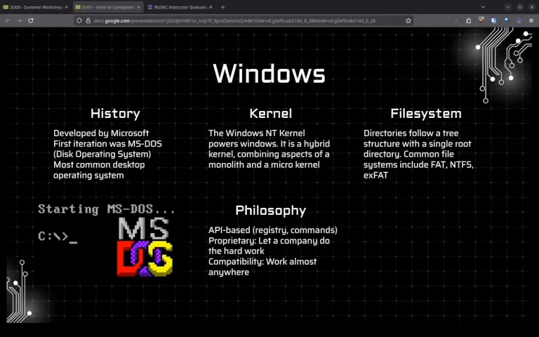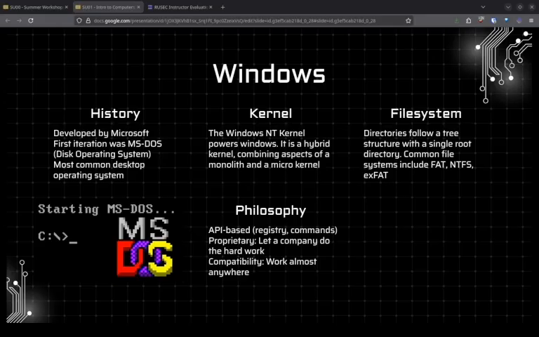In Windows, the file system, you guys know how it works. Again, it follows a tree structure. However, all the different drives have their own labeled root. So, for example, you have your C drive, your D drive, and F drive for your external, for example. And for Windows, the most common file systems are FAT, which is a legacy file system for older systems, NTFS, which is most common nowadays, and exFAT, which is used for removable storage.